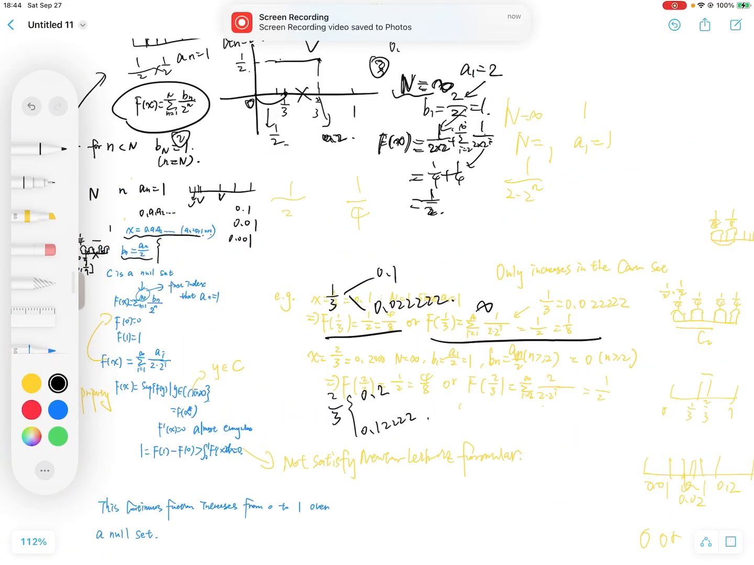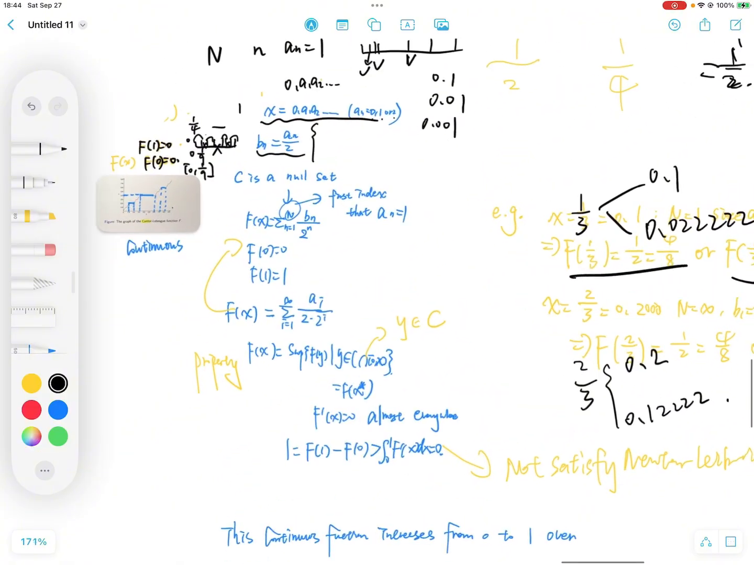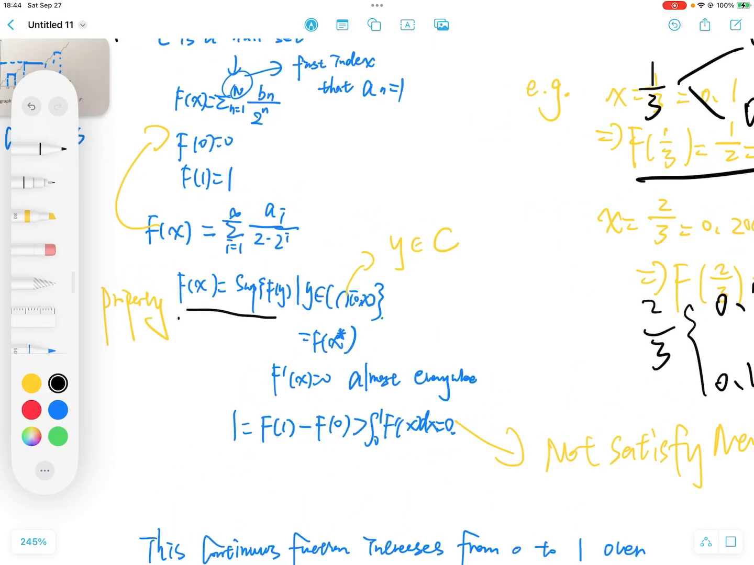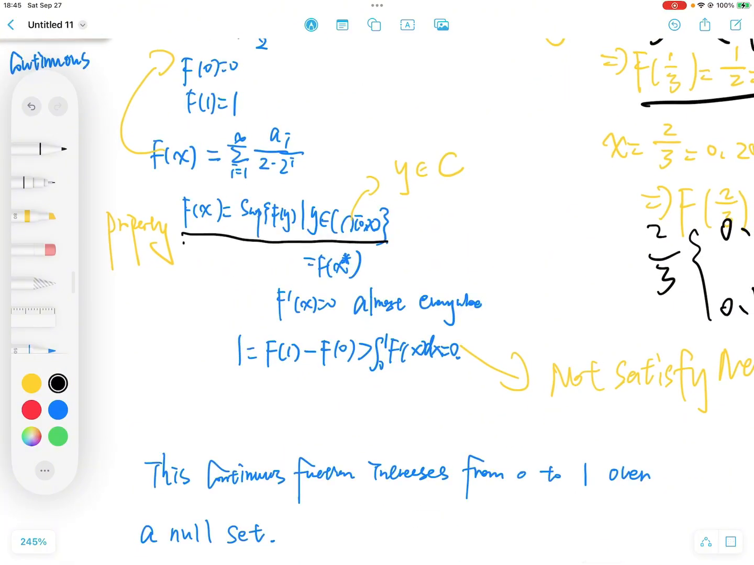It's reasonable. So the magic here is that the Cantor-Lebesgue function increases from 0 to 1 over this set, and this is its property, which means the supremum of f(y) equals f(x), because it only increases on the Cantor set. And we have f prime of x equals 0 almost everywhere, because of our definition, right?